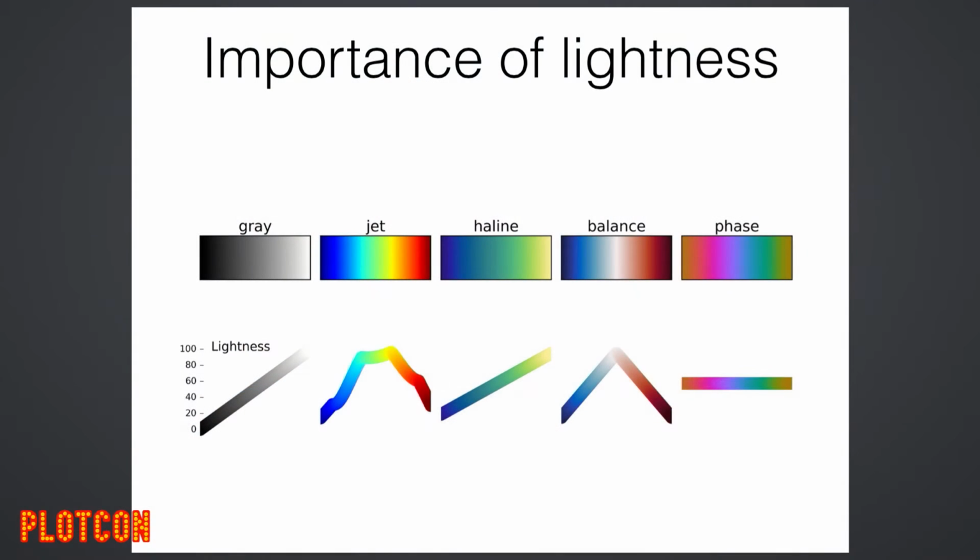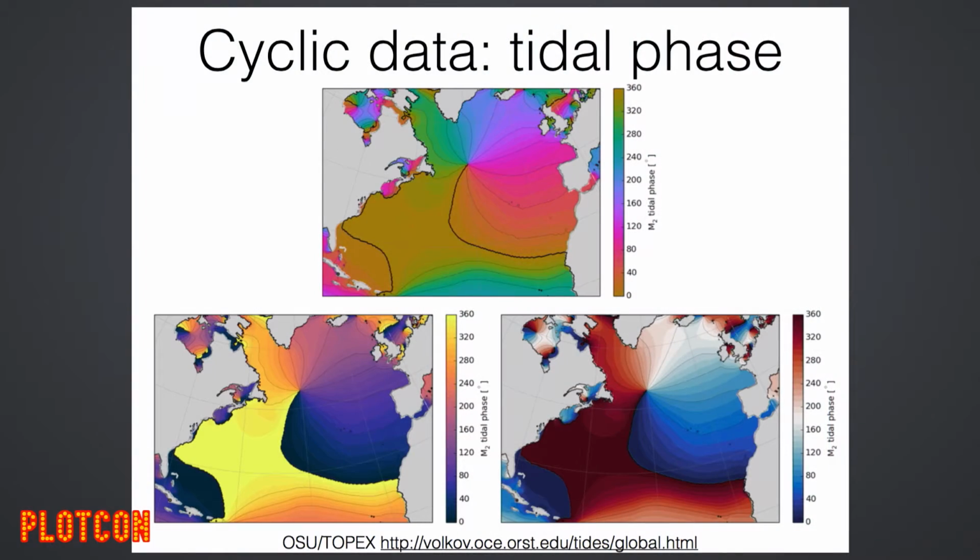So one other case that I would like to talk about here, on the right here, this is a cyclic case. So this is where there's really no magnitude associated with the data set. It's a range of values like a compass or a clock, but there's really no magnitude associated with it. Here's an example of the tidal phase in the North Atlantic Basin. So this is essentially showing the timing of high tide around the ocean and how it changes around the ocean, different times. But there's no magnitude associated with it.